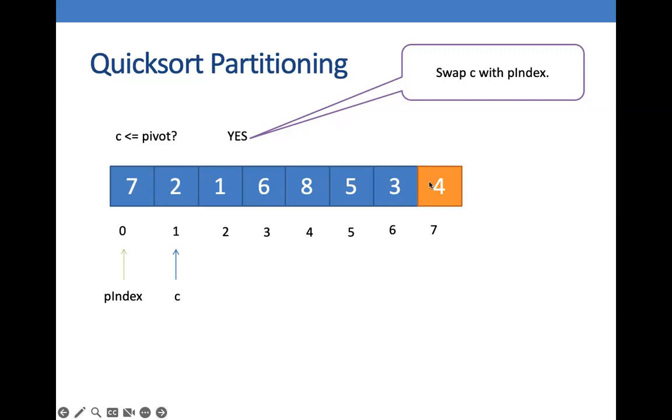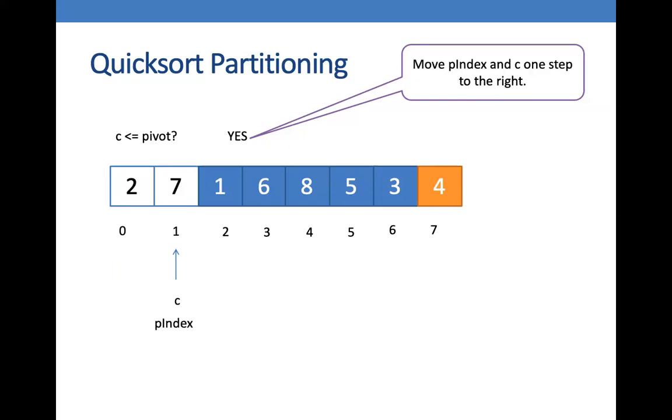So what we are going to do is swap the current value C with the P index. So we swap this. The 2 is now on the other side and 7 on the right side. And we also increment the P index by 1. So P index is now here. And we also increment C, so C moves one step to the right also. Now, is the current value 1 less than or equal to the pivot? In this case, it is also true.